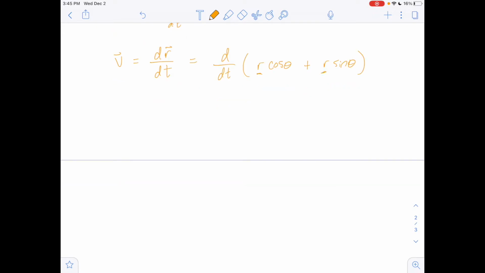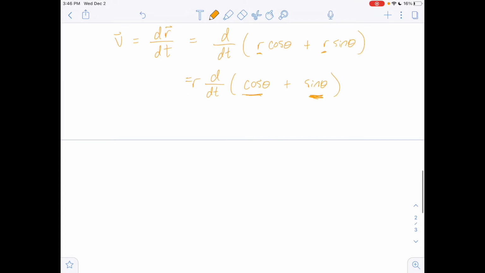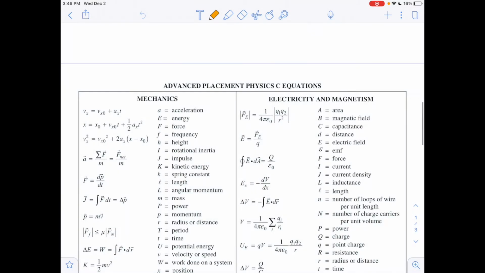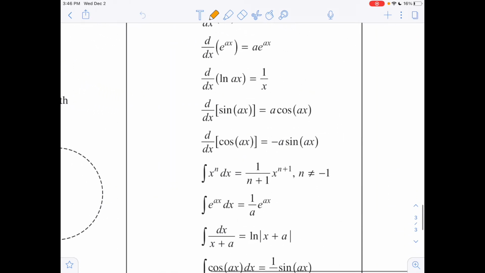The radius here is a constant, and so we can factor that out of the derivative. So we have d by dt of, we have r times d by dt of cosine theta plus sine theta. So now we're just going to be taking the derivative of cosine theta and sine theta. And if we look at our equation sheet here, then we know what the derivative for sine and cosine are.